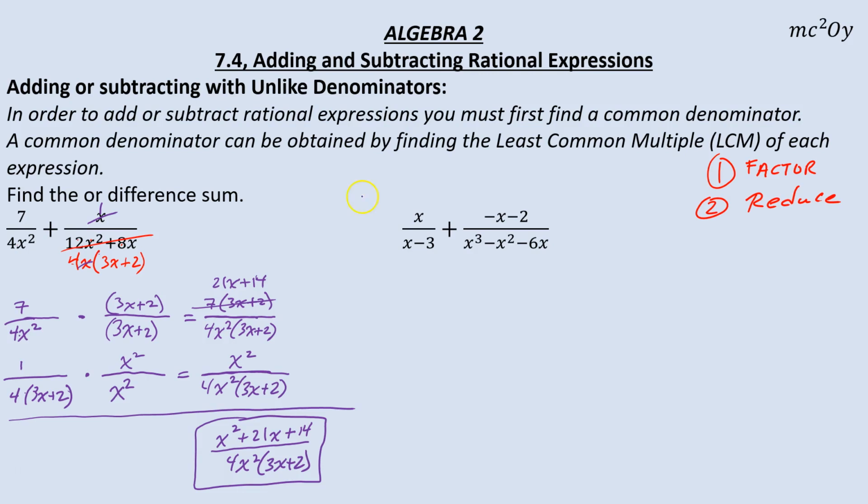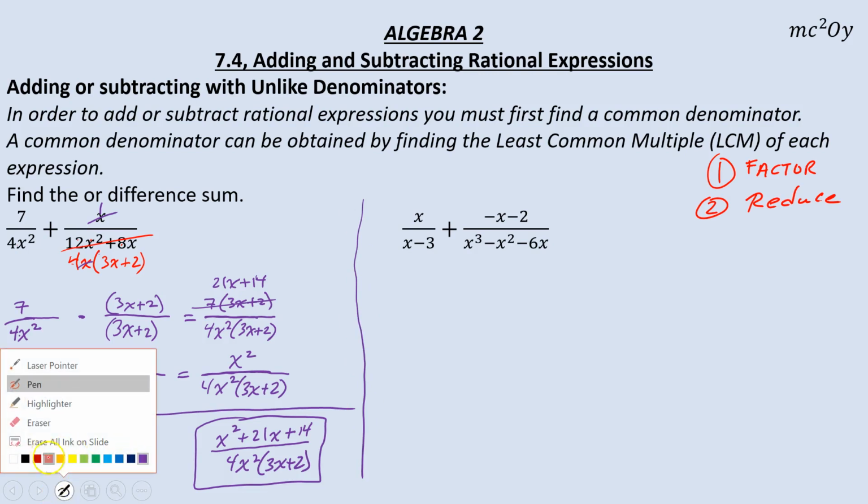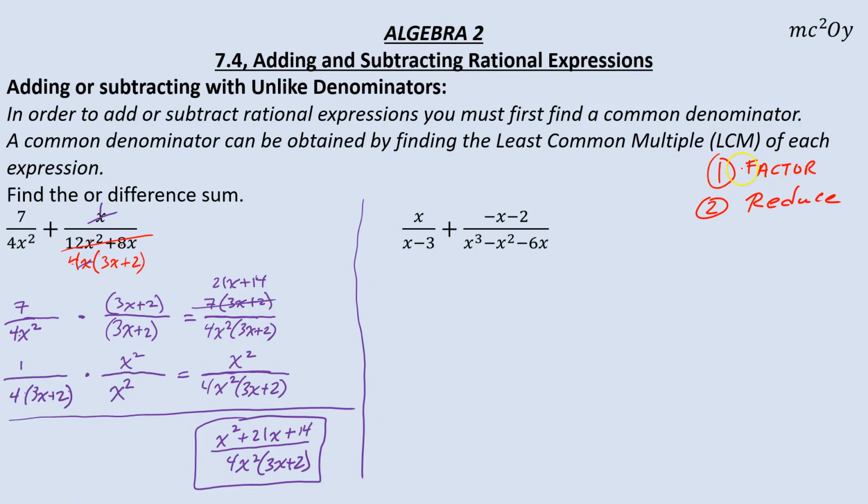All right, well, there's the first problem. I just like the organization there, it helps out. Let's try this next one. All right, so let's factor first. x is already factored, x minus 3 is already factored. You could take a negative out here if you want. That's always a good strategy.